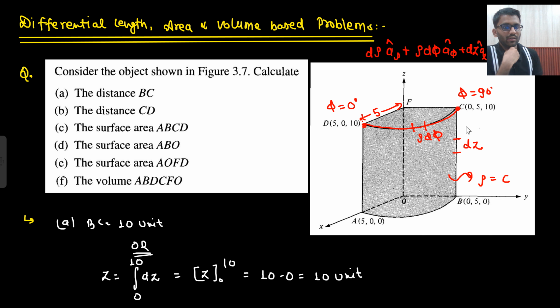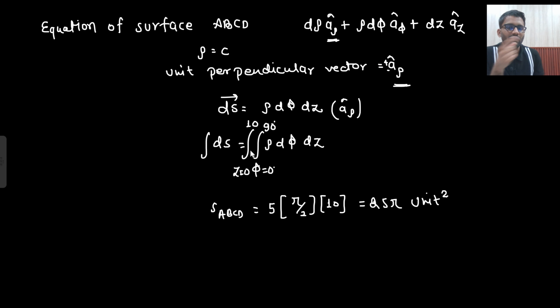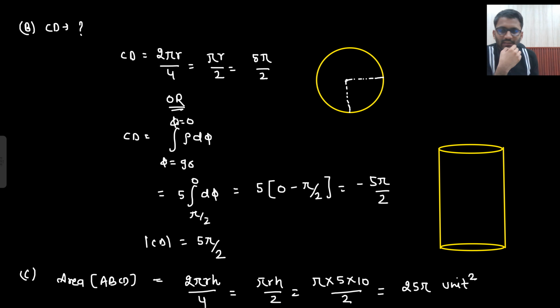So this practice you should have. First you need to know what is the equation of the plane. If you know the equation of the plane, then you can get to know the perpendicular unit vector. If I know the perpendicular unit vector, that is coming out to be aρ, so drop aρ and take the rest, ρ dφ dz. That would be my surface area if I only talk about the magnitude. Then φ is changing from 0 to 90 degree and z is changing from 0 to 10. Okay, let's see the next one.